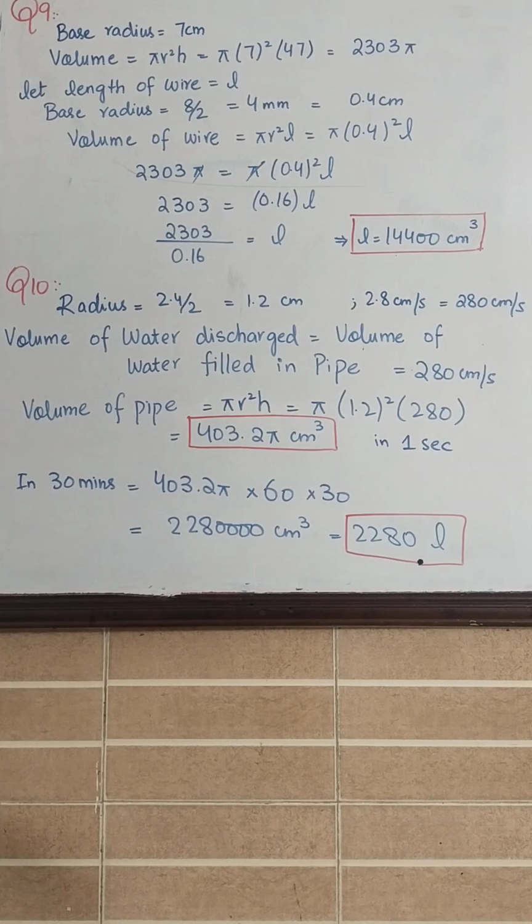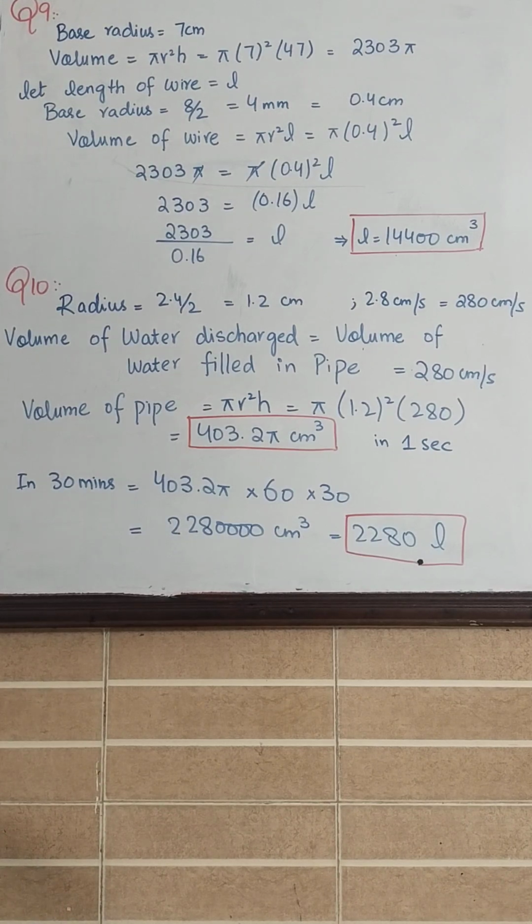But the volume of the wire must be equal to the volume of the cylindrical copper rod, because we are making the wire by melting the copper rod. So the volume of both these objects will be the same. So volume of wire must be equal to the volume of cylinder. Okay, so which we know is 2303 pi. Putting it, it is equal to pi times 0.4 square into L.